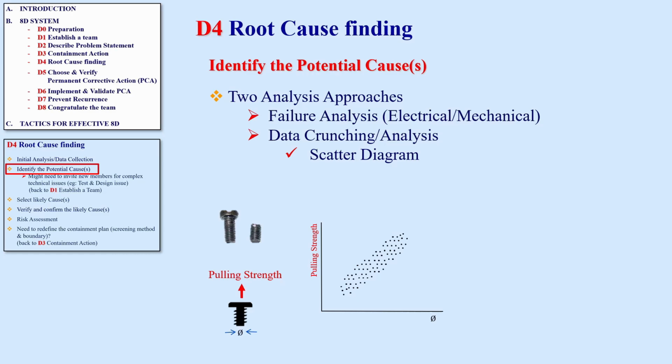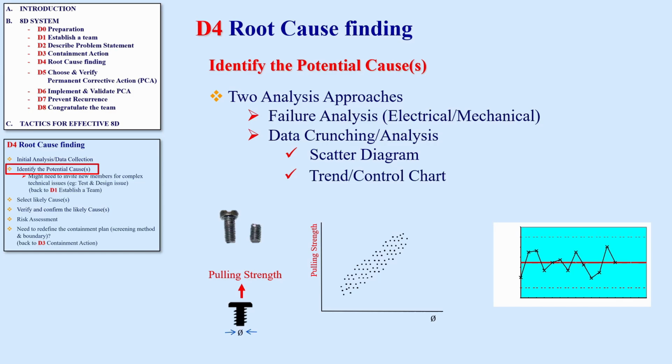This scatter diagram will show the relationship between the pulling strength and diameter. We can even use this diagram to determine what is the minimum diameter, which will ensure meeting minimum pulling strength. Another common statistical tool is trend chart or control chart. One of the powerful techniques in data analysis is called stratification and commonality analysis.